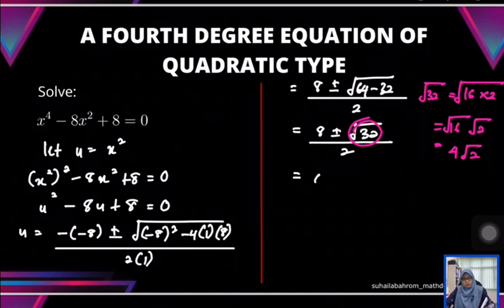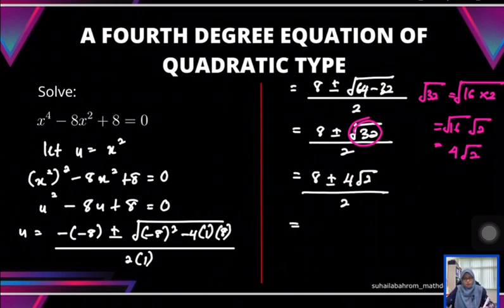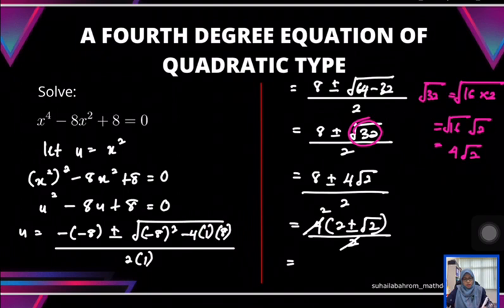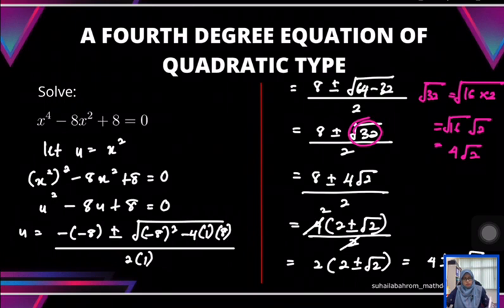Continue with this one: 8 plus minus 4 square root of 2, divided by 2. Between 8 and 4, you can simplify, so we can take out 4. You will get 2 plus minus square root of 2 divided by 2. To simplify, you will get 2 times 2 plus minus square root of 2, or when you expand, 4 plus minus 2 square root of 2. So these are the values of u.